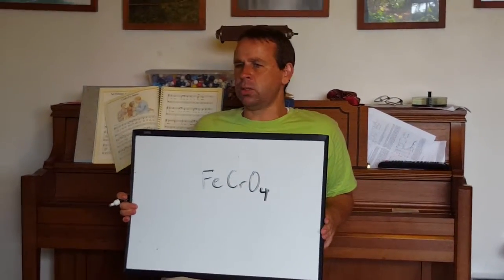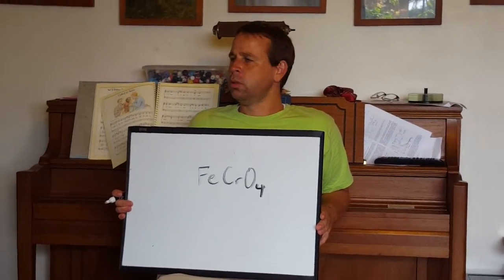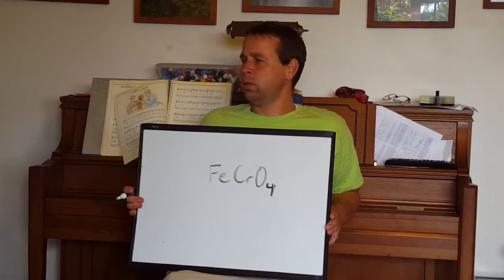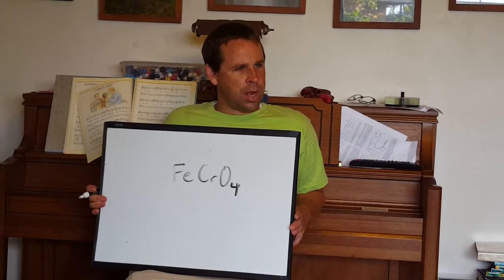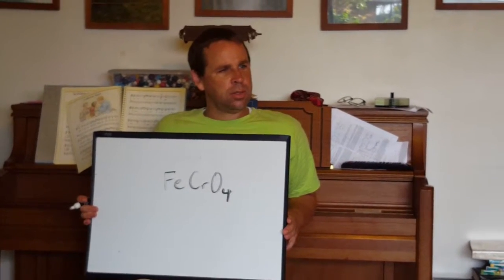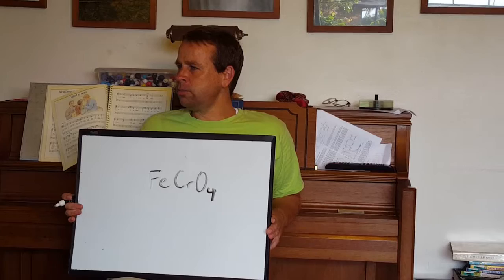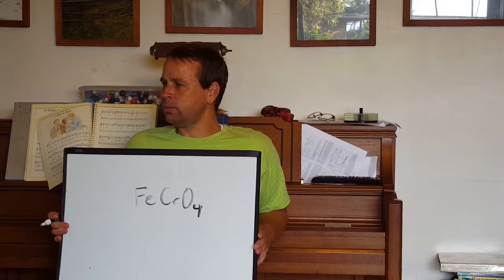Now, here's another one. Ionic or molecular? Ionic. How can you tell? Because Fe is iron, and iron is a metal, so it's ionic. Iron is a metal, right? Therefore, this is what kind of a compound? Ionic compound, and O was oxygen.